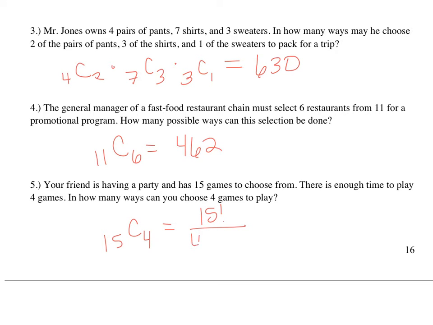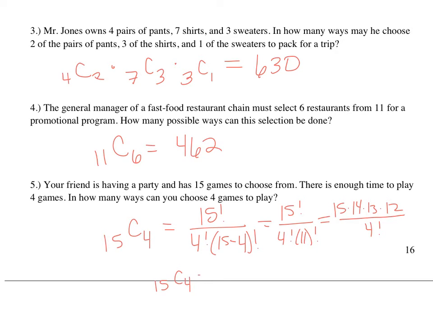15 factorial over 4 factorial times 15 minus 4 factorial, and get 15 factorial over 4 factorial times 11 factorial. So you know everything from 11 on down divides out, so it's really 15 times 14 times 13 times 12 divided by 4 factorial, and you could enter it that way. But at any rate, however you're typing it in, you should find that there are 1,365 different ways that could happen.